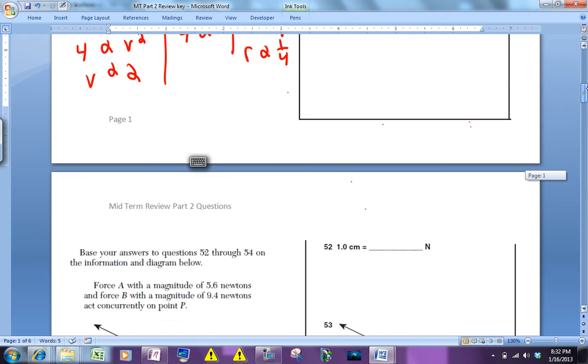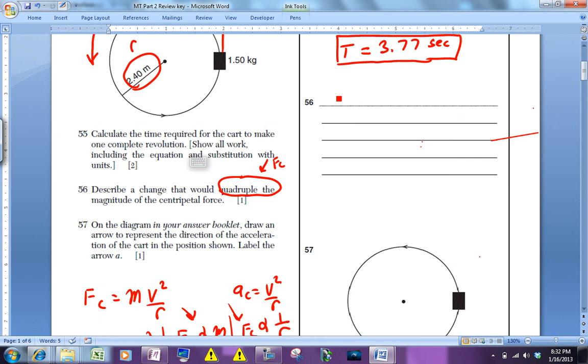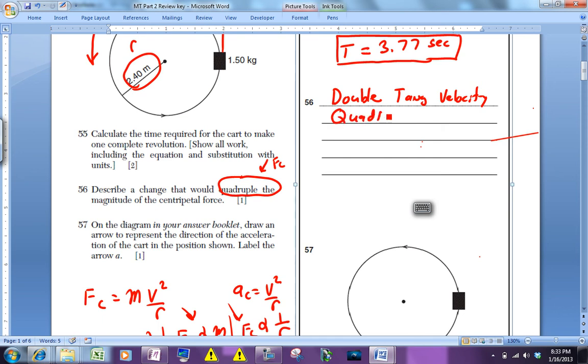The first thing you can do is double the tangential velocity. Second thing we could do, and probably the easiest, is quadruple the mass. And the third thing we can do is quarter the radius. All of these will get you the same desired effect, which is to quadruple the force.